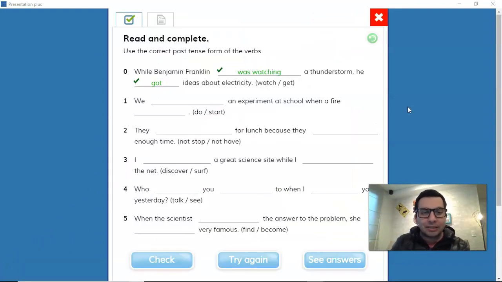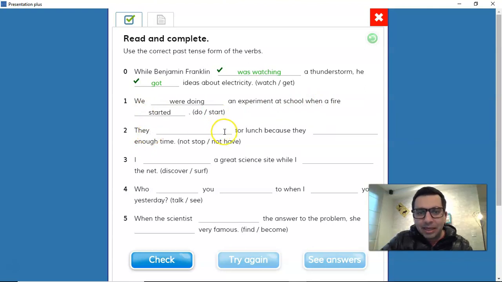So let's correct. Let's see the correction together, guys. The answers together. So we were doing an experiment at school when a fire started. Okay. So which is the longer action? This experiment. So we were doing past continuous, an experiment at school when a fire started.